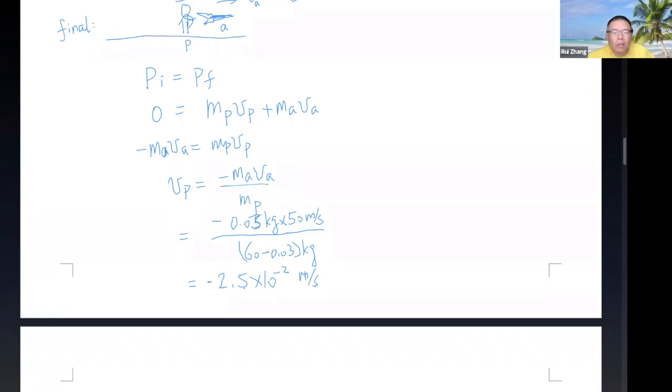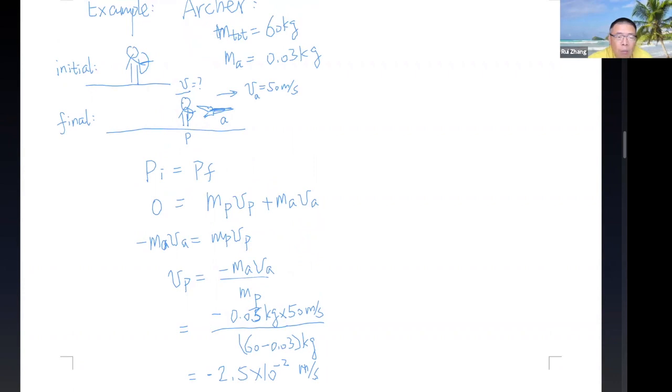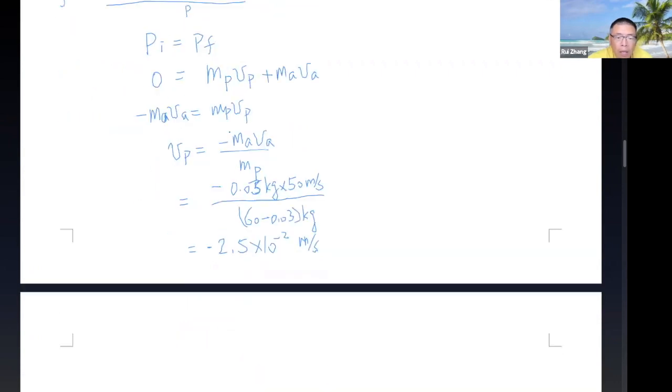So let's try to understand what this tells us. First of all, you see there's a minus sign here, which means that the person should go backward. And second of all, you see the velocity is really, really small. It's like 0.025 meter per second.